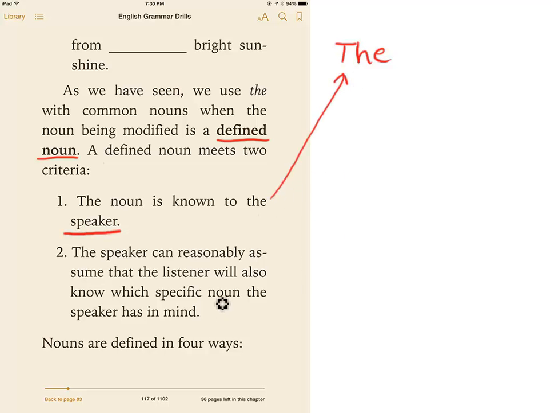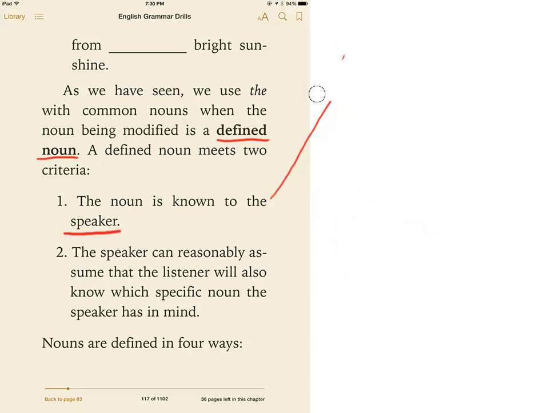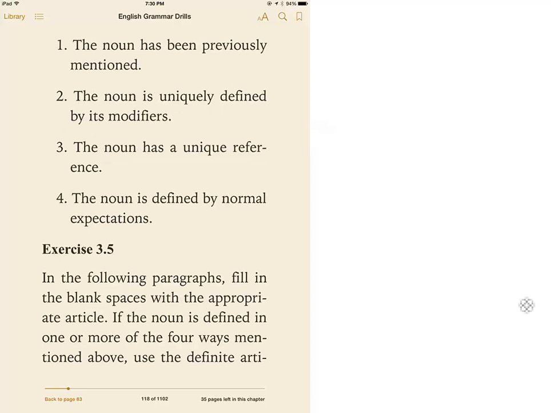Okay? However, the second criteria that needs to be met is that the speaker, the person that's talking, has to reasonably assume that the person he's talking to knows exactly which noun he's referring to as well. So in order to use the word the, both the speaker and the listener have to be able to know which noun is being talked about or referenced. All right? And we learned that there are 4 ways that this happens in grammar. All right? And we're going to briefly touch on those.